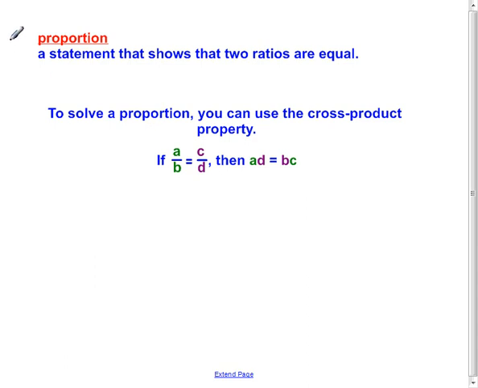Continuing, we have another vocabulary word, proportion. It's a statement that shows that 2 ratios are equal. So we would see some kind of ratio here and some kind of ratio here. If we put that equal sign, it turns into a proportion. To solve a proportion, you can use the cross product property. That's where we can multiply A times D, and it equals, only if there's an equals here, B times C. So let's look at a few examples.